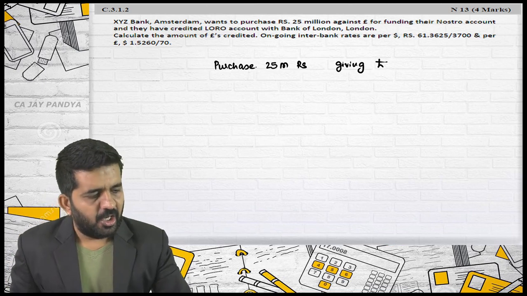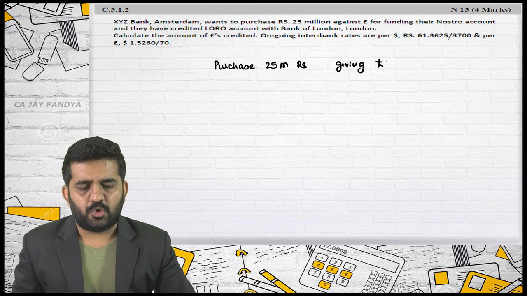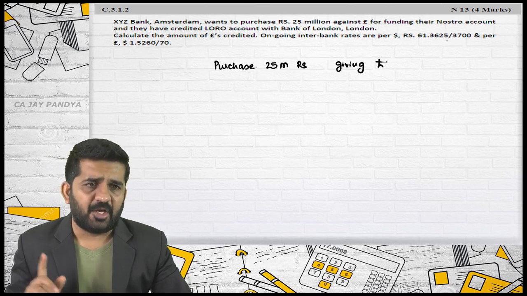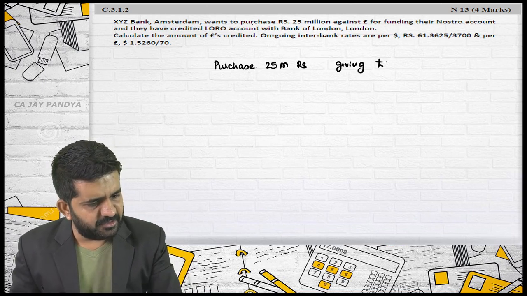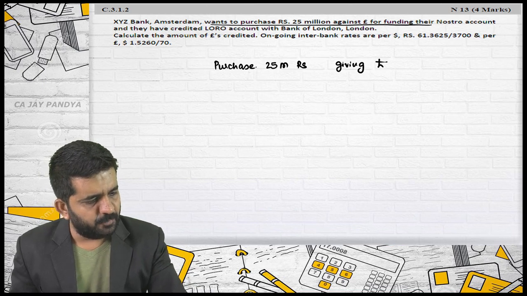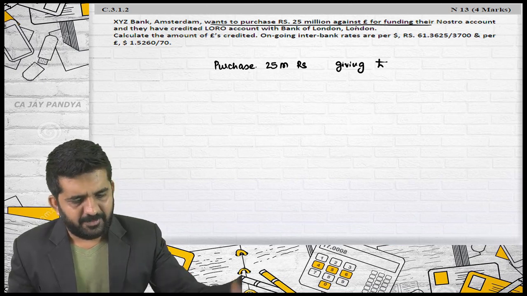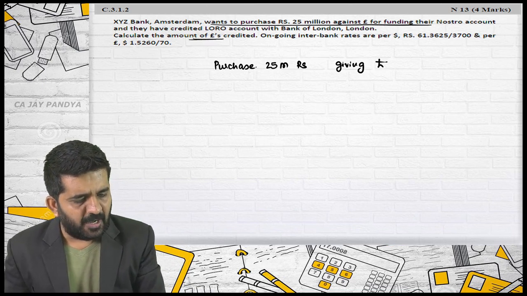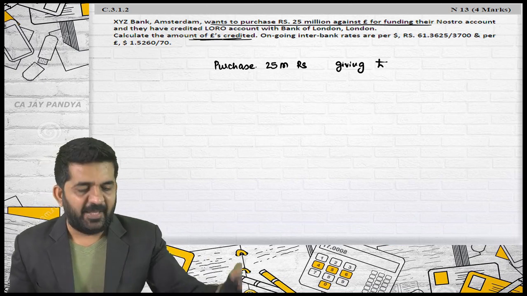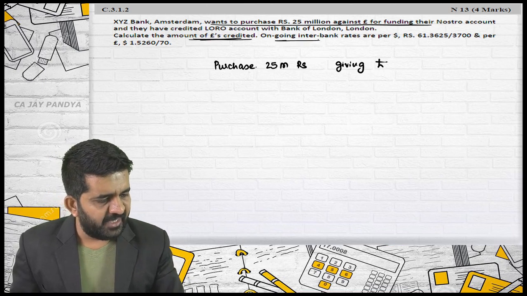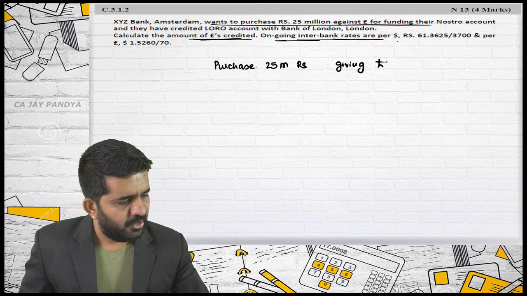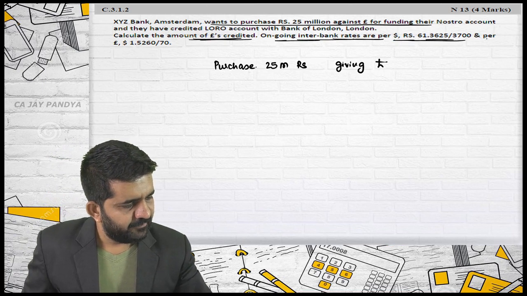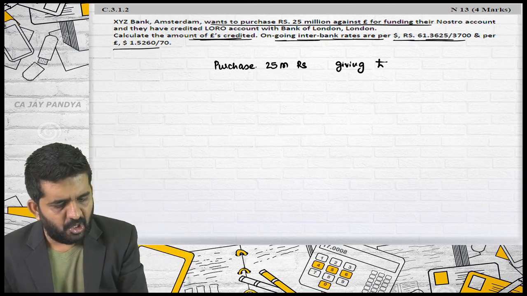These are your Nostro, Vostro, Loro accounts. Every account we are going to learn. Just try to understand this bank wants to purchase this. And they will be crediting Loro account. Calculate the amount of the pounds credited. That is, they will pay. Ongoing interbank rates are dollar rupees and dollar pound.